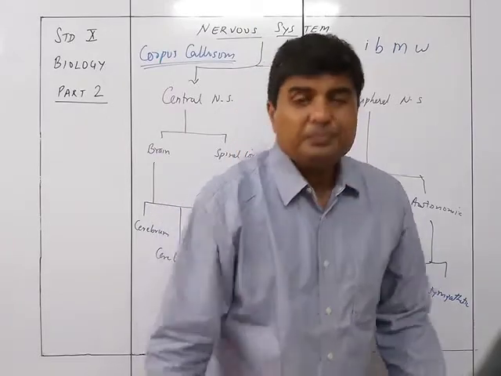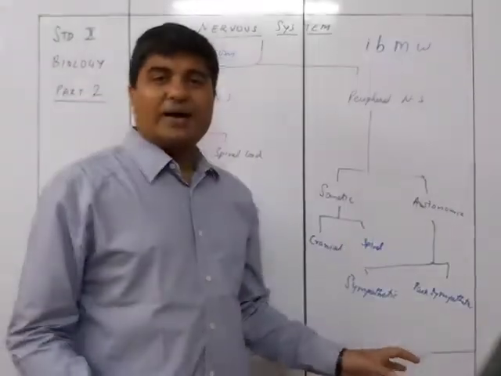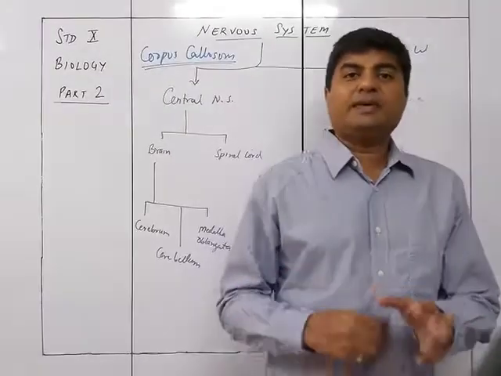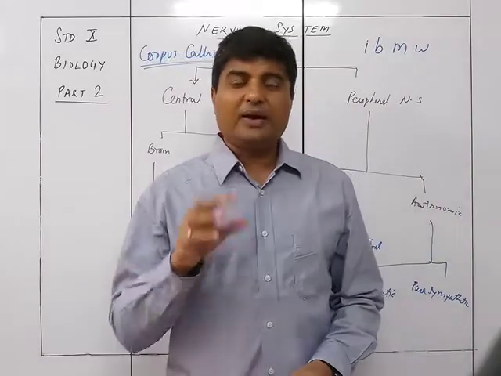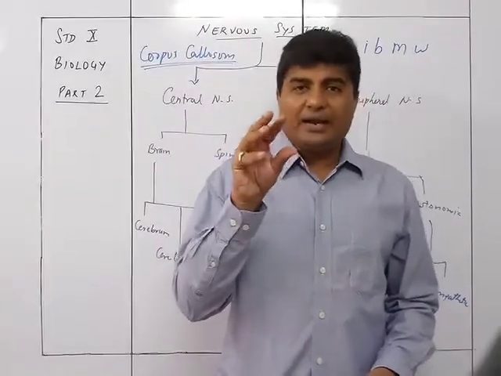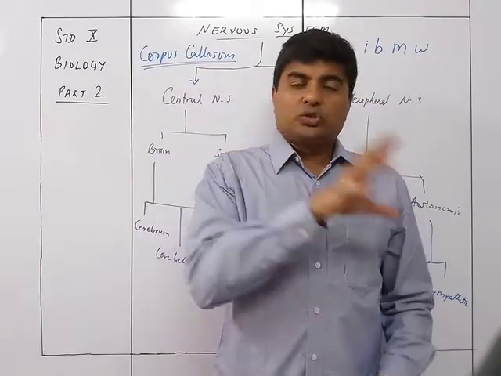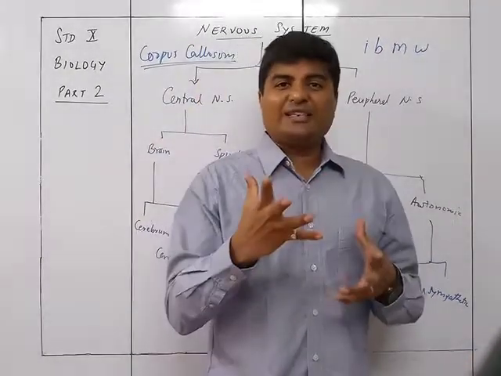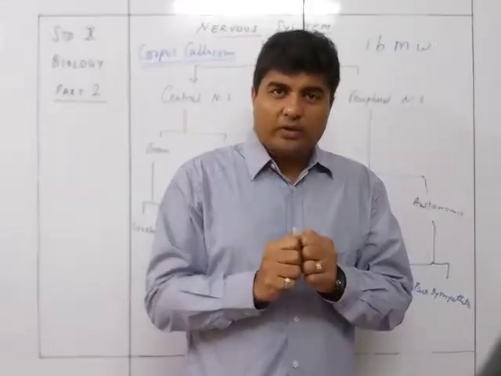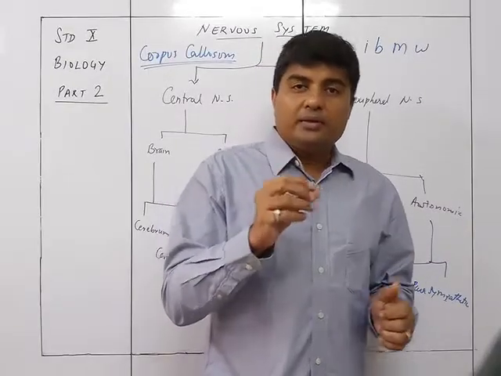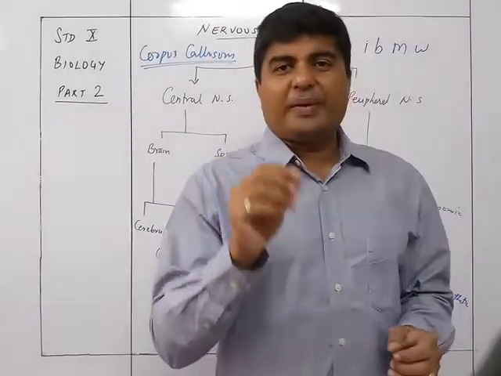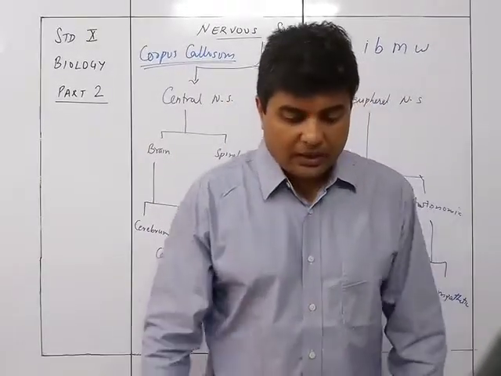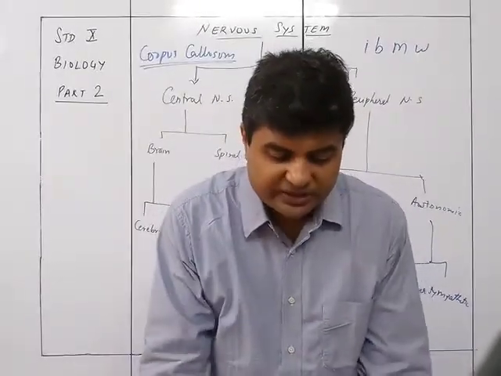So sympathetic and parasympathetic are opposite words. Whatever work one does, the parasympathetic will do exactly the opposite. If one dilates a blood vessel, the parasympathetic will constrict it. If one makes the heartbeat fast, the other will cool it down. Okay, so always sympathetic and parasympathetic are going to do opposite work. The work done by them will be opposite in nature.